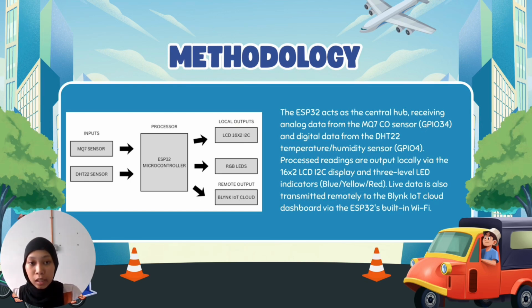Then the processed readings are output locally via the 16x2 LCD I2C display and 3 LED indicators, which are blue for safe, yellow for warning, and red for danger mode. Then live data is also transmitted remotely to the Blynk IoT cloud dashboard via the ESP32 built-in Wi-Fi.